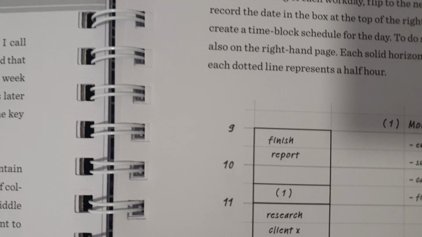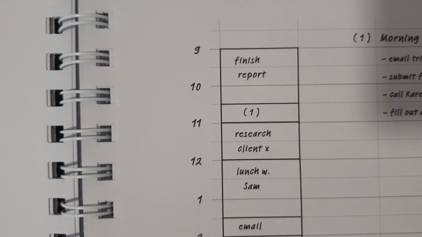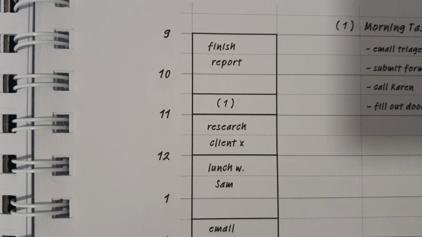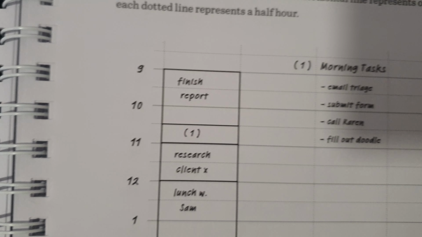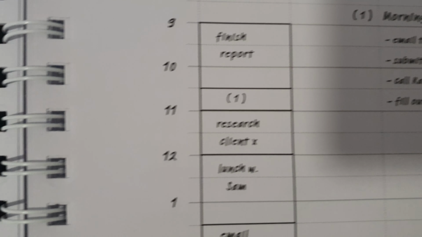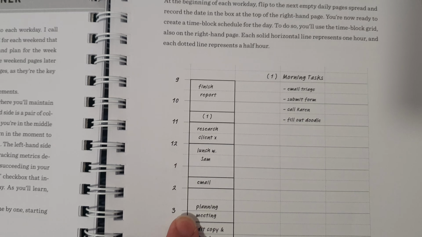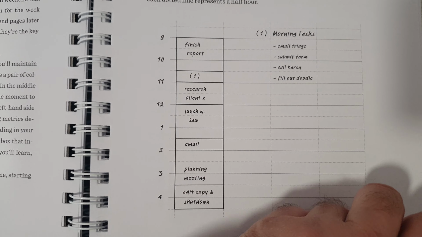So this is how you do it. Finish report, that's going to be done between 9 a.m. and 10:30 in this example, and then between 10:30 and 11 is written 1, because there were too many subtasks to put in there. It's like a key basically. So that's like a day where nothing gets in your way, and that's a nice clean day.